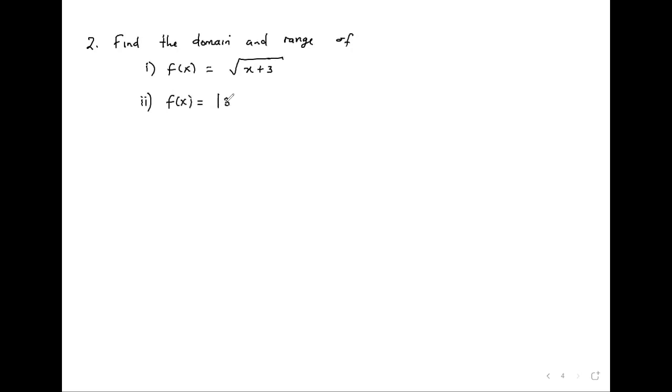Okay, what more do we expect on the domains? Question 2, find the domain and range of: 1, f of x is equal to the root of x plus 3; 2, f of x is equal to the absolute value of 3x minus 7; and then 3, f of x is equal to the root of 3x plus 2 over x minus 4.